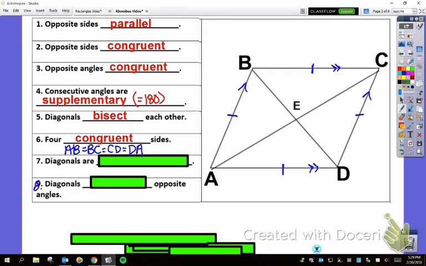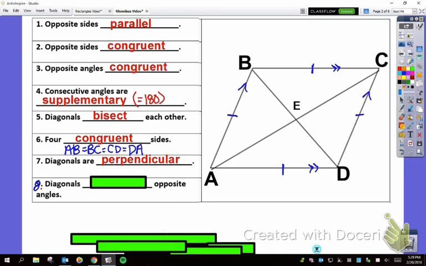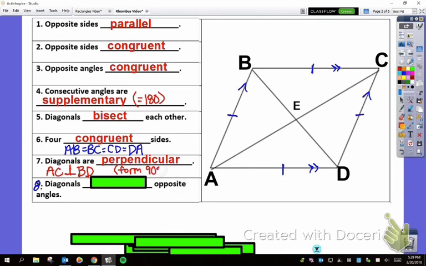Then we have number 7. Number 7 is a little bit different and is new from anything we've talked about. Number 7 says diagonals are perpendicular. Now remember, when we have perpendicular segments, that means that we are forming a 90-degree angle. So our diagonals are AC and BD, and remember that our symbol for perpendicular is this upside down T that forms a right angle. And we know that that means that we have formed 90-degree angles.